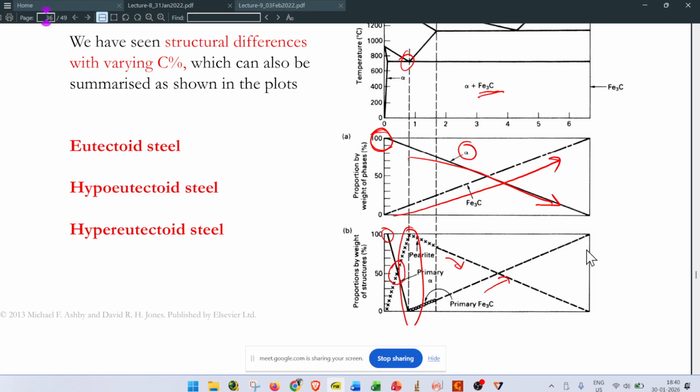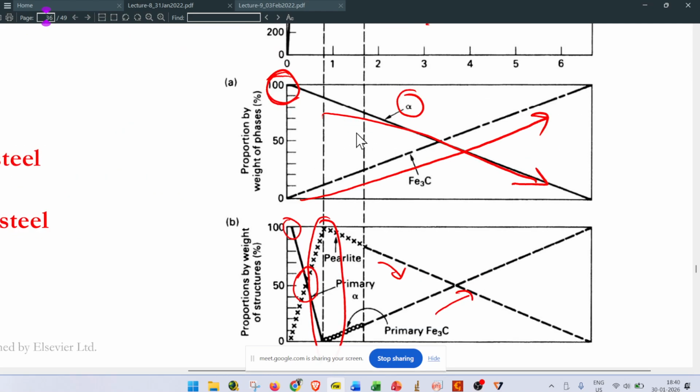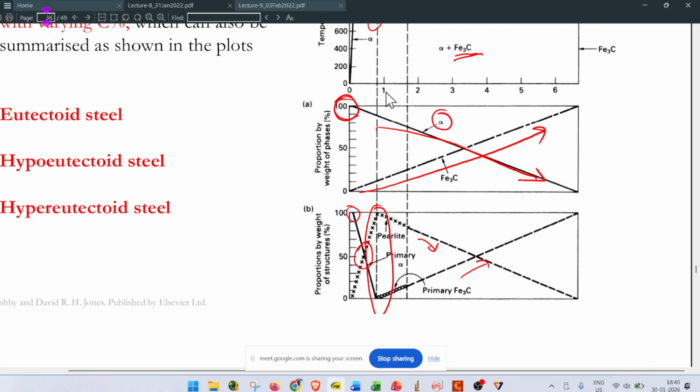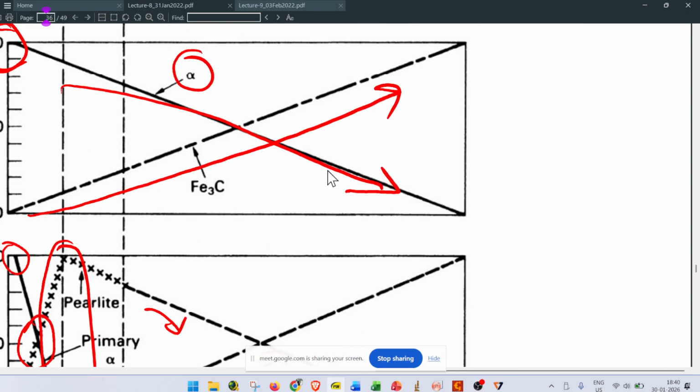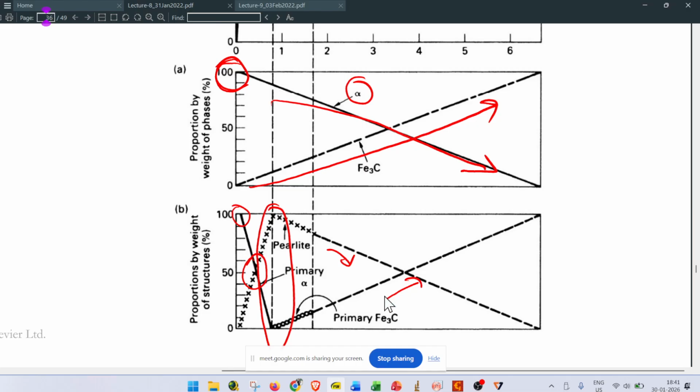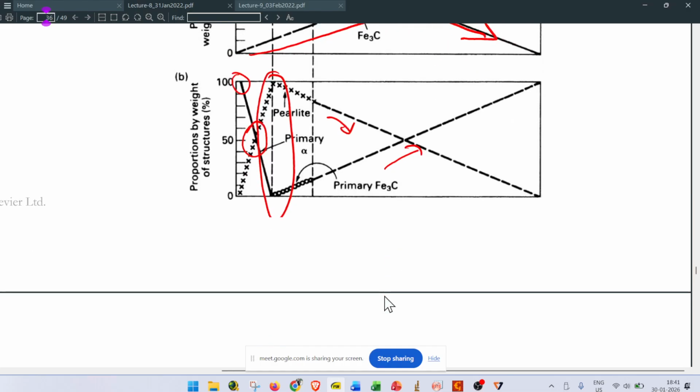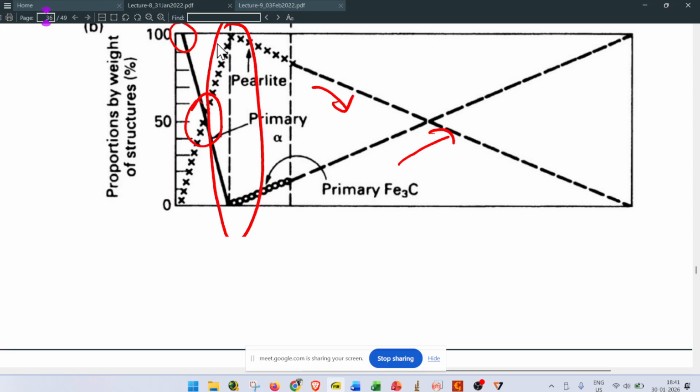Okay, so here you can see, up to the hypo 0.8 percentage, at the purest iron case, it will be totally alpha phase. Once it goes toward 0.8, the Fe3C content is increasing. It reaches almost 100 percentage of the pearlitic phase at 0.8 percentage.